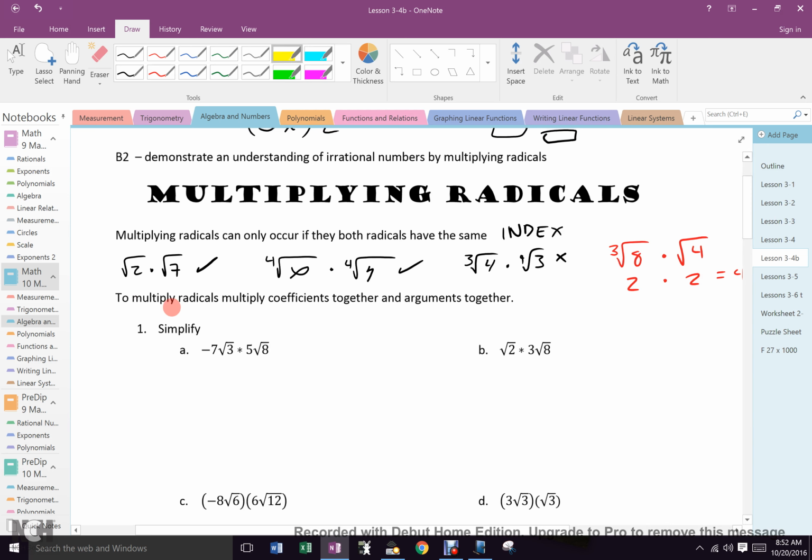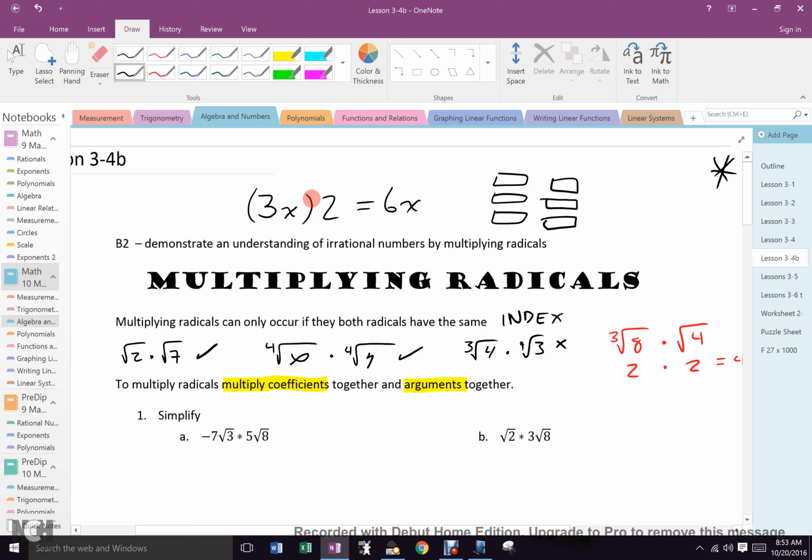There's a new word there. To multiply radicals, you multiply the coefficients and their arguments. Okay? That's a math word. You already know what a coefficient is. And as a matter of fact, we just reviewed multiplying coefficients right up here, yes? So we're okay with that.